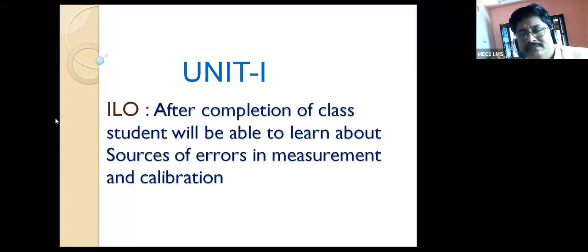Wrong. Error means some mistake in the reading. Clearly there is some mistake. How can you say that it is a mistake? How can you say, of course, wrong, right? It's a wrong in the reading. How can you say that is wrong?